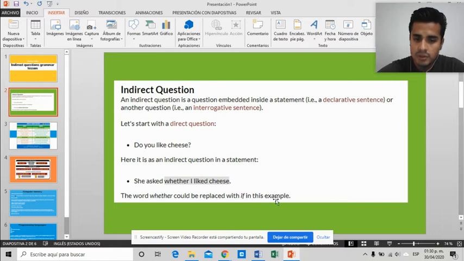Now, most of the time we use if only to talk about when a condition is met. For example, if you study, you will pass your exam. So that's why we use if, okay? Most of the time we use if when we are talking about a specific condition.